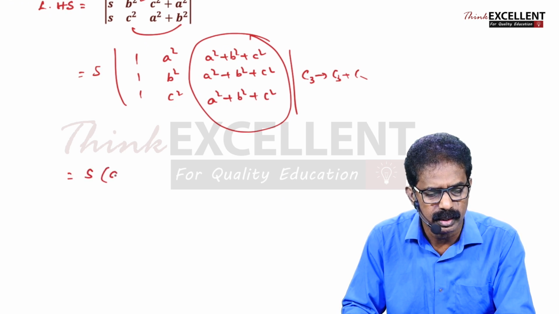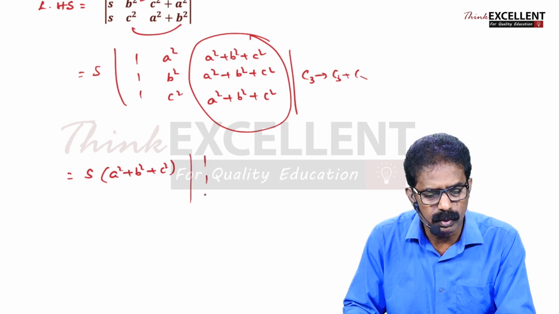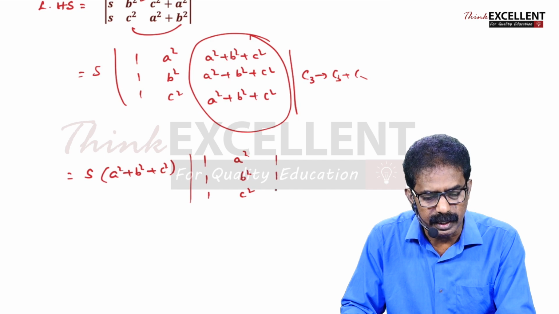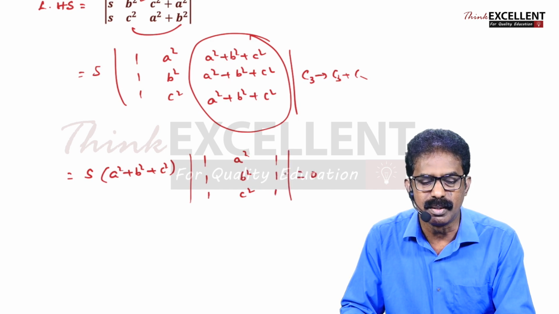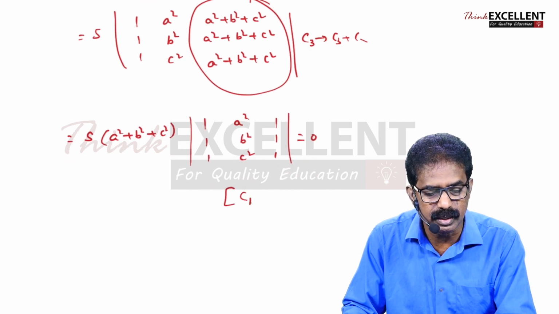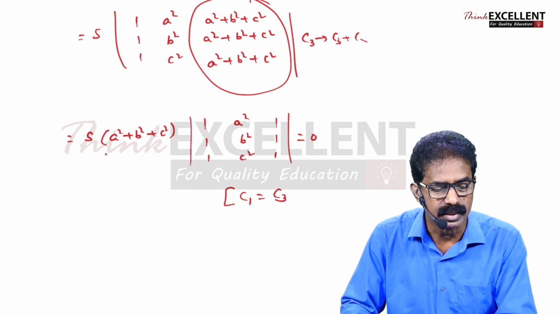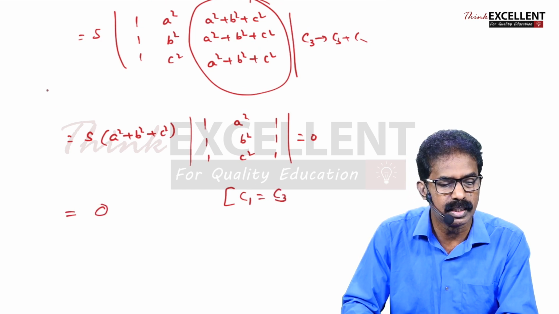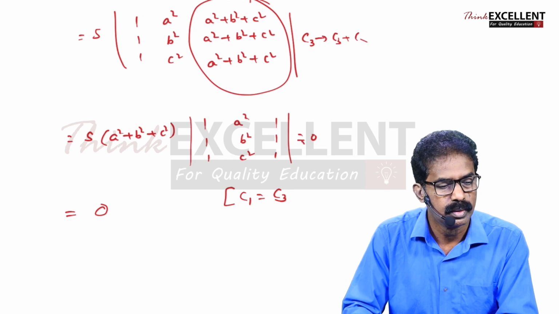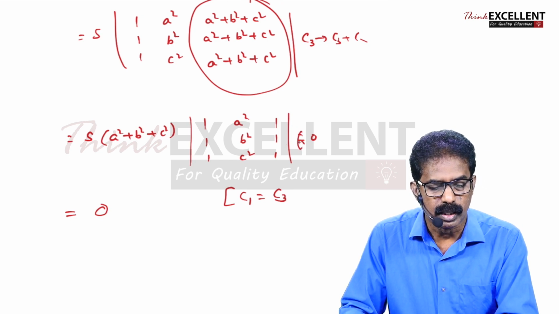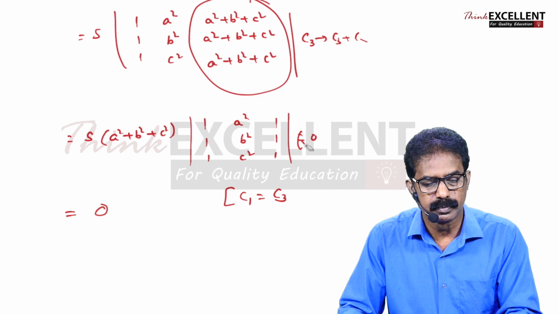So, only now writing work. S into A square plus B square plus C square into first column 1, 1, 1. Second column a square, b square, c square. Third column again 1, 1, 1. So the answer becomes 0. Reason you can say C1 is equal to C3, right? So totally the answer is 0. Now let's move on to the next question.